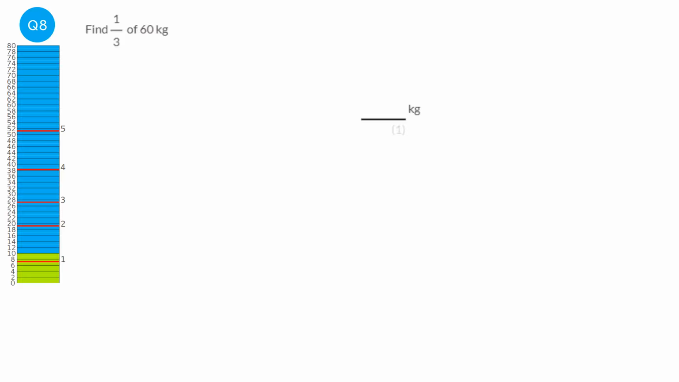To find a fraction of an amount, what we do is we divide by the bottom of the fraction times by the top.